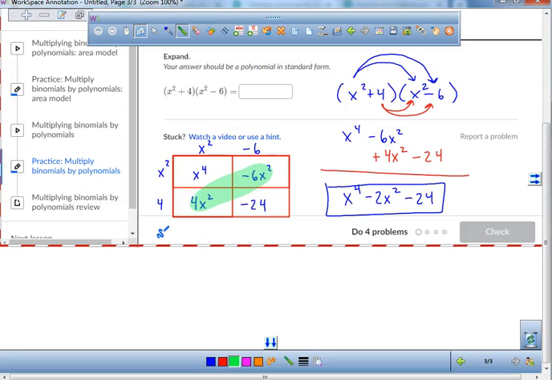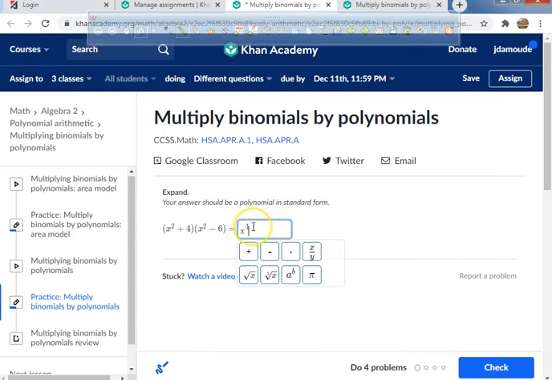Then what do we have? We have minus 2x squared. And then we have minus 24. All right, that's it.